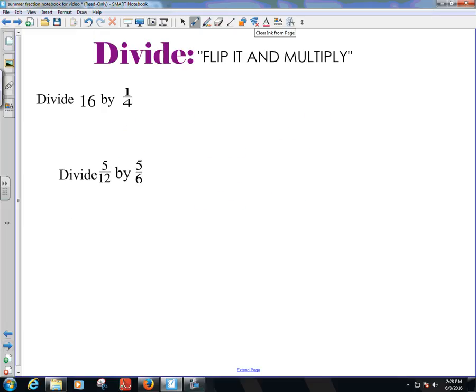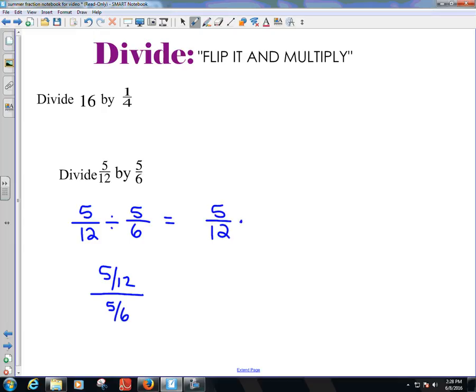So for this one, we have 5/12 divided by 5 over 6. We might see this written as 5/12 divided by 5/6. So we're going to flip the divider and then multiply it by the numerator. So I'm going to say this is equal to 5 over 12 times 6 over 5.